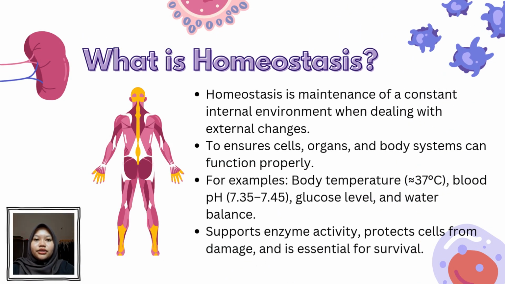Introduction of homeostasis. Homeostasis means maintaining a constant internal environment when dealing with external change. For example, our body keeps the temperature around 37 degrees Celsius, controls blood pH, maintains glucose level, and balances water in the body. This is important because it supports enzyme activity, protects our cells, and ensures survival.